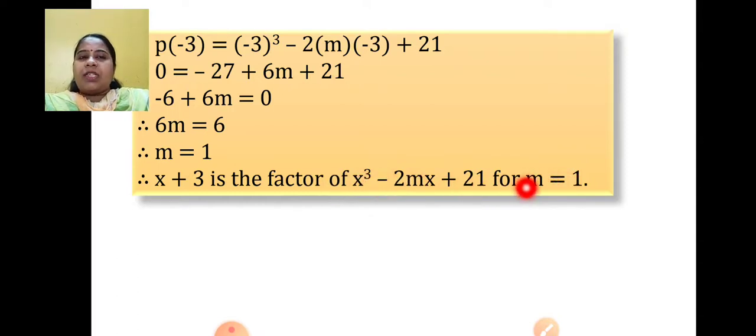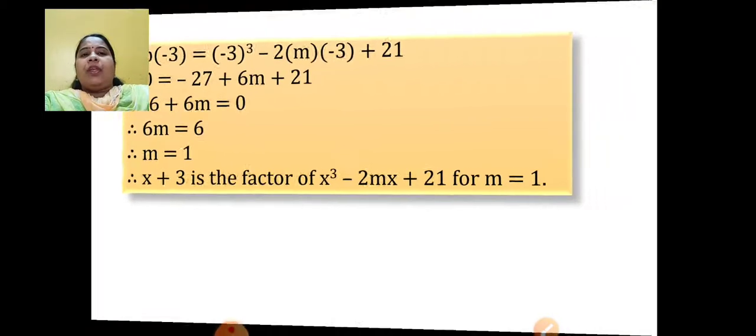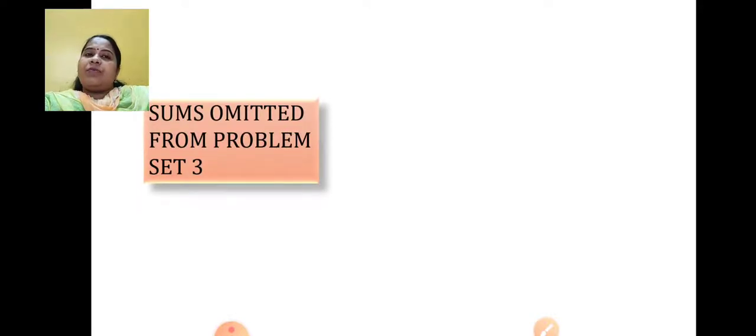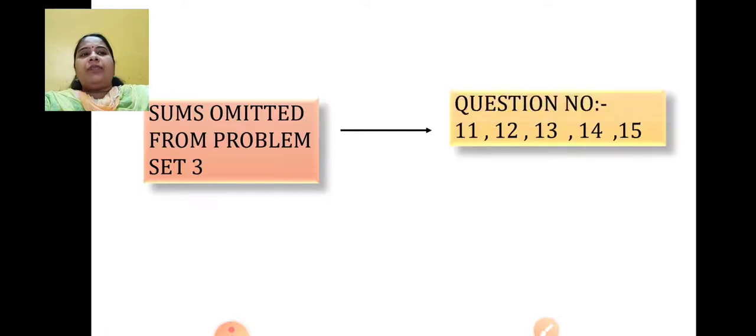I hope this sum is clear. You need to find the value of the constant. So this way I come to the end of this session. Make a note of the sums which are omitted from problem set 3. Questions number 11, 12, 13, 14 and 15 are omitted. I have already solved till sum number 10 and the remaining are omitted from the syllabus for this year.